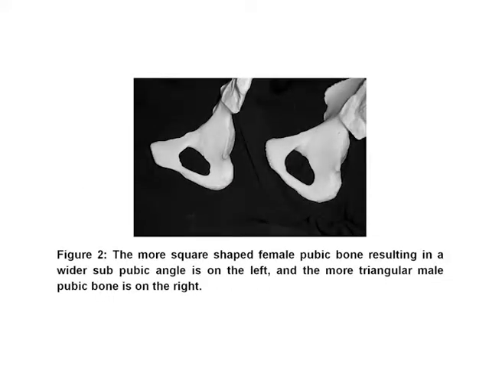Figure 2 deals with the more square shaped female pubic bone resulting in a wider subpubic angle, that is on the left side, and the more triangular male pubic bone is on the right side. Now, we will understand the difference between male and female pelvis with the help of the following tables.